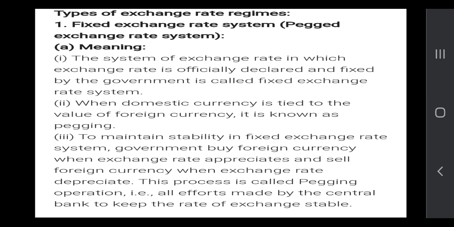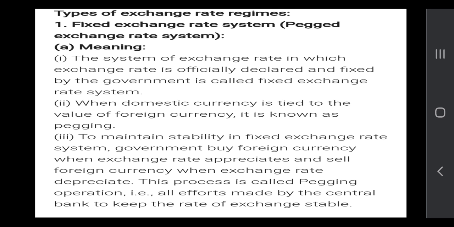So this purchasing and selling of foreign currency is done by the RBI. To maintain stability in the fixed exchange rate system, the government buys foreign currency when the exchange rate appreciates and sells foreign currency when the exchange rate depreciates. This process is called pegging operation. It is all the effort made by the central bank to keep the rate of exchange stable.